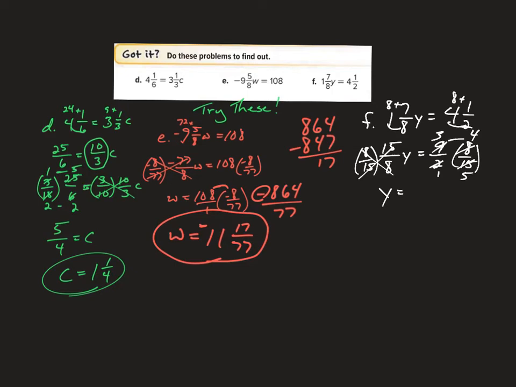So I multiply straight across. I get 12 over 5. And then when I convert this to a mixed number, 5 goes into 12 2 times, with 2 left over, and my denominator is 5. So my final answer is y is equal to 2 and 2/5.